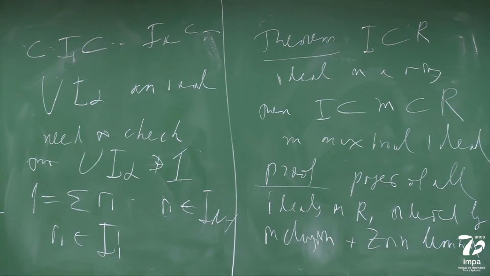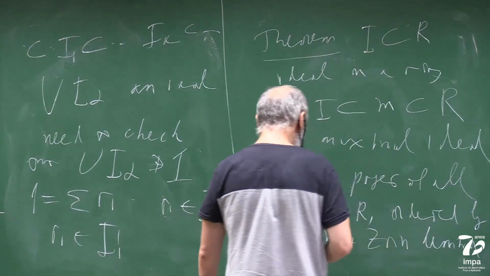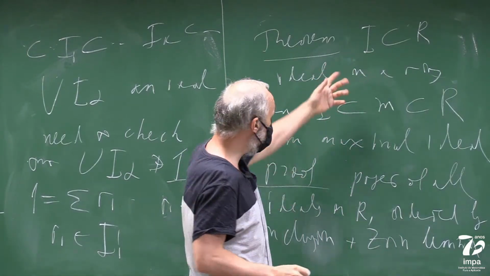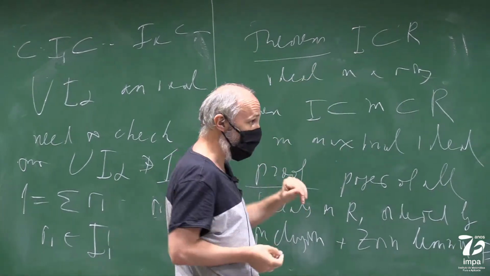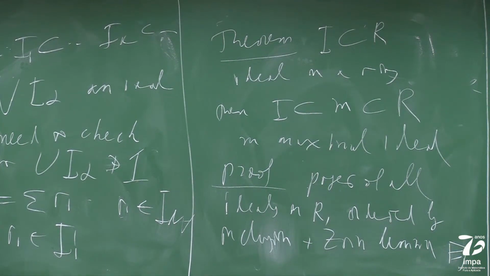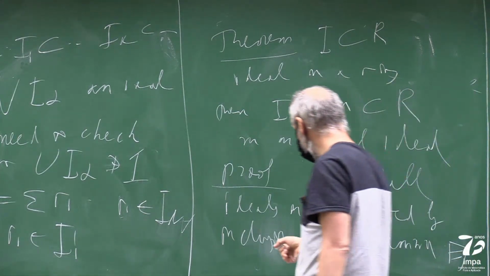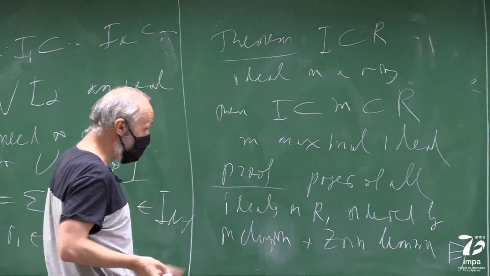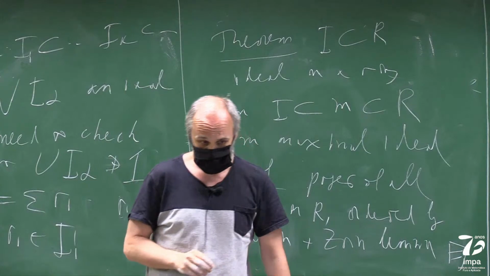So for this, you take the partially ordered set of all ideals containing I, of course, because you want your maximal ideal to contain I. And of course, a maximal ideal in the sense of Zorn's lemma is the same as a maximal ideal in the sense we defined, because we order ideals by inclusion.